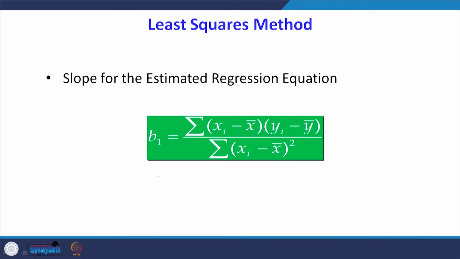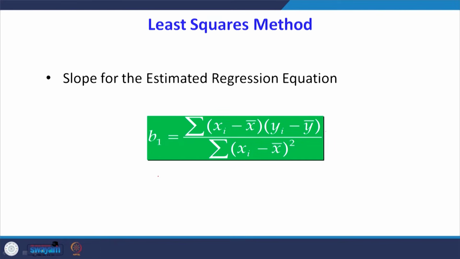Then we also got another important result in the previous class: if we want to draw the best line, that line has to pass through the average of x comma y. That means the line has to pass through the average value of x, that is x bar, and the average value of y, y bar. In this class, I have taken a problem.